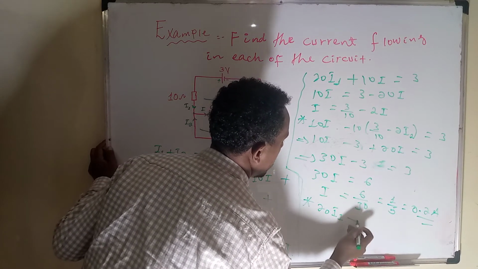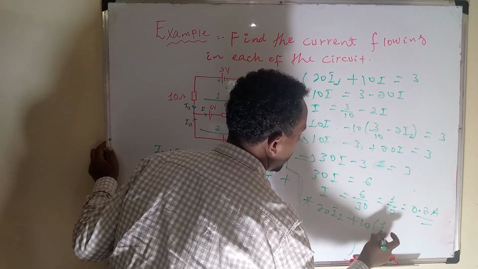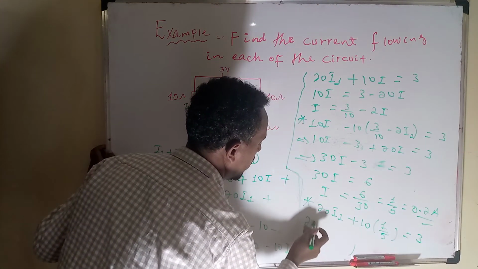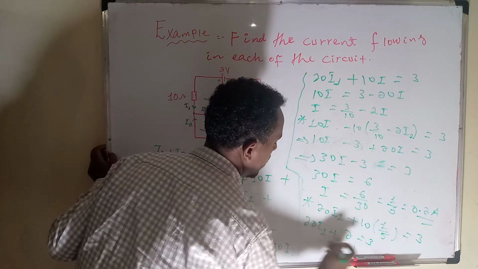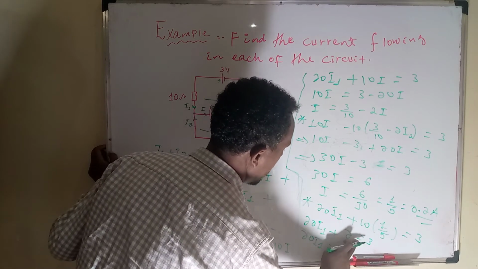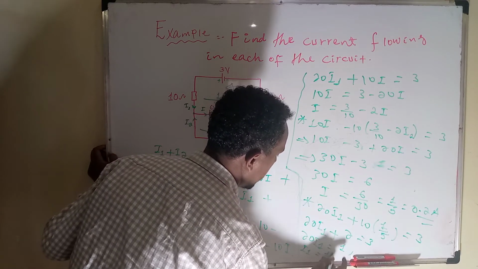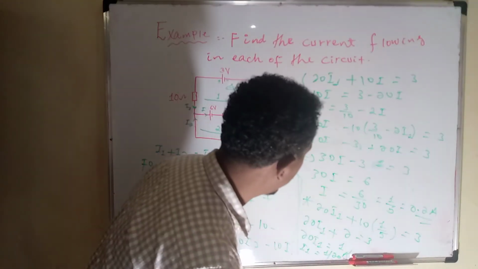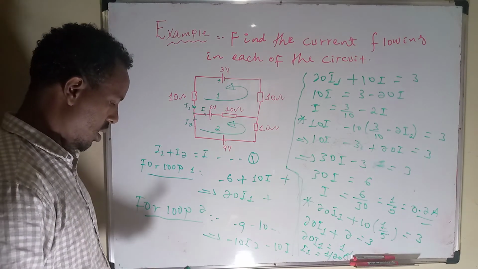20I1 plus 10 into 1 over 5. This 1 over 5 is equals to 3, 20I1 plus 2 is equals to 3, 20I1 is equal to 1, I1 is equals to 1 over 20 ampere.